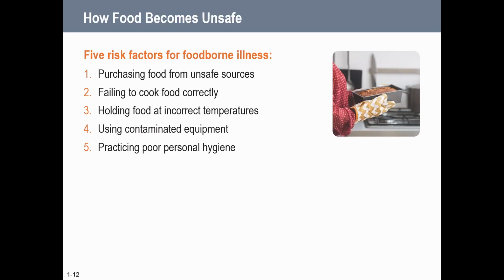So these are the 5 major risk factors that ServSafe identifies for foodborne illness. So purchasing food from unsafe sources, failing to cook food correctly, holding food at incorrect temperatures, and I find this is one people often forget about. They may cook it to the right temperature, but then if it sits out at the wrong temperature, or the refrigerator's at the wrong temperature, those things can really be dangerous. Using contaminated equipment, and then practicing poor personal hygiene.